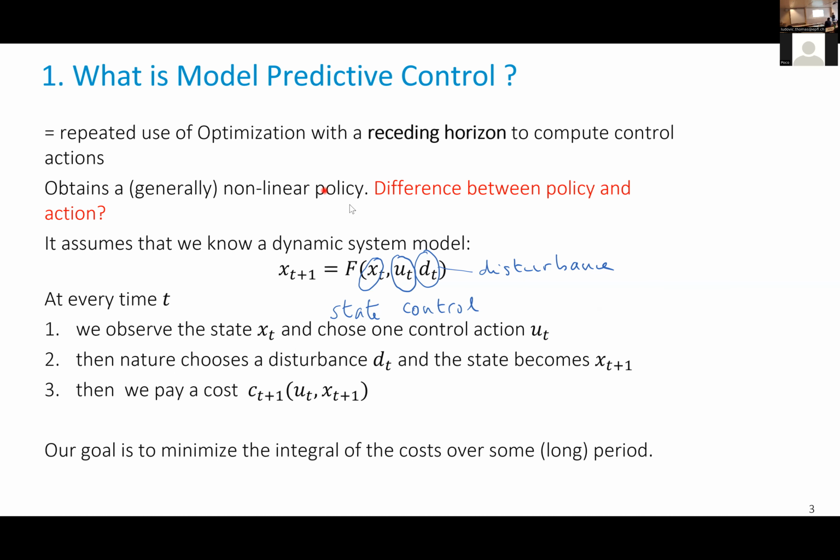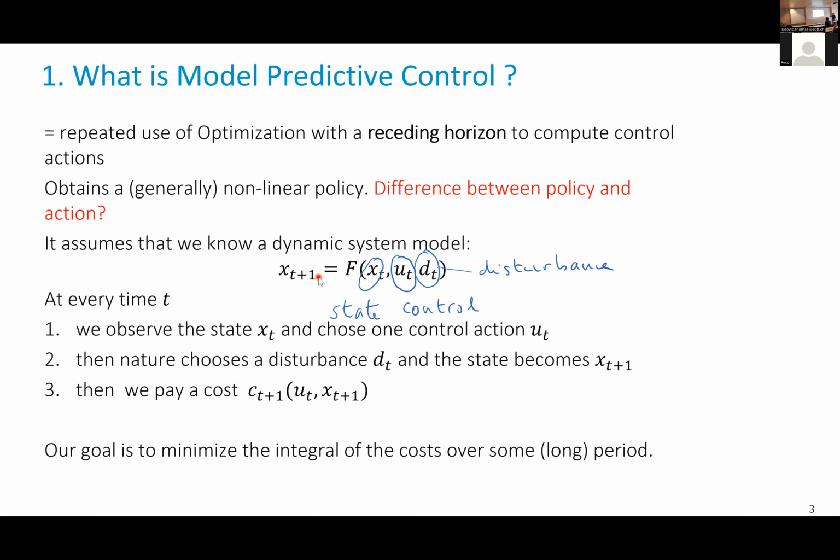So how does MPC work? Well, it requires something like this, an equation that gives the dynamic of the system as a function of the current state, the actions that we take now, and the disturbance. So that's familiar, that's the framework we had last week. But we need this equation to be known in some form, exact or approximate. This equation is known as a dynamic system.